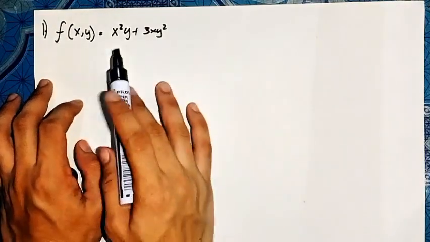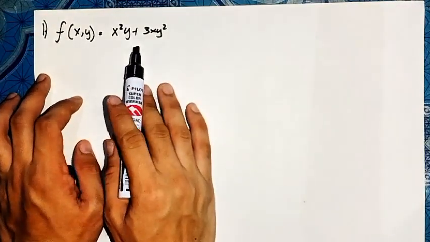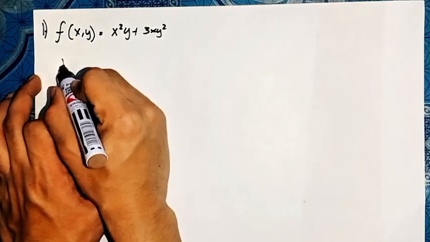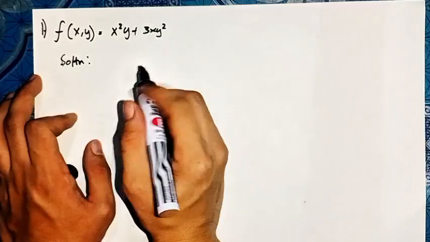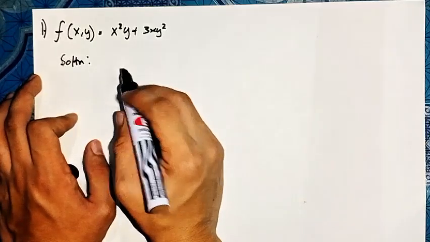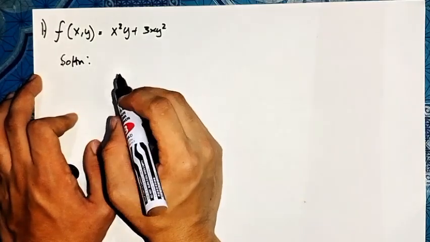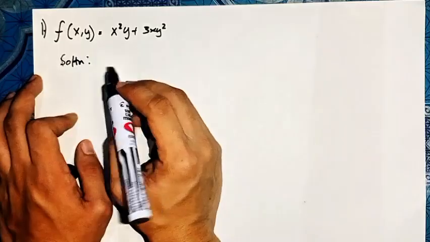We have f of x and y is equal to x squared y plus 3y squared. First, find the first partial derivative, right? We will find first the first order partial derivative. Next is the higher order partial derivative.